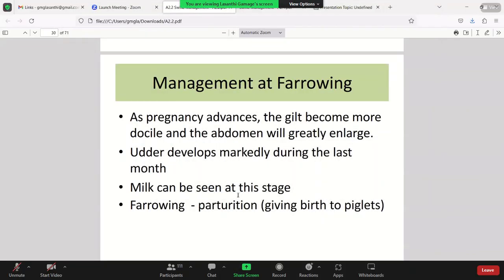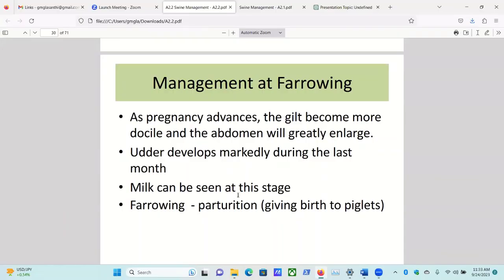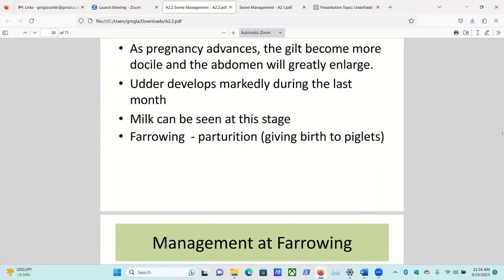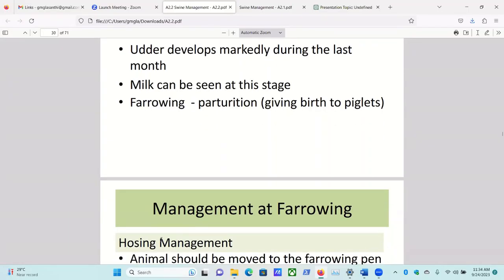(114 days). You should manage the farrowing incident. That means they are going to give birth to their piglets. As the pregnancy advances, the sows become more docile and the abdomen enlarges greatly. The udder is also enlarging, and sometimes some amount of milk is released from the teats.